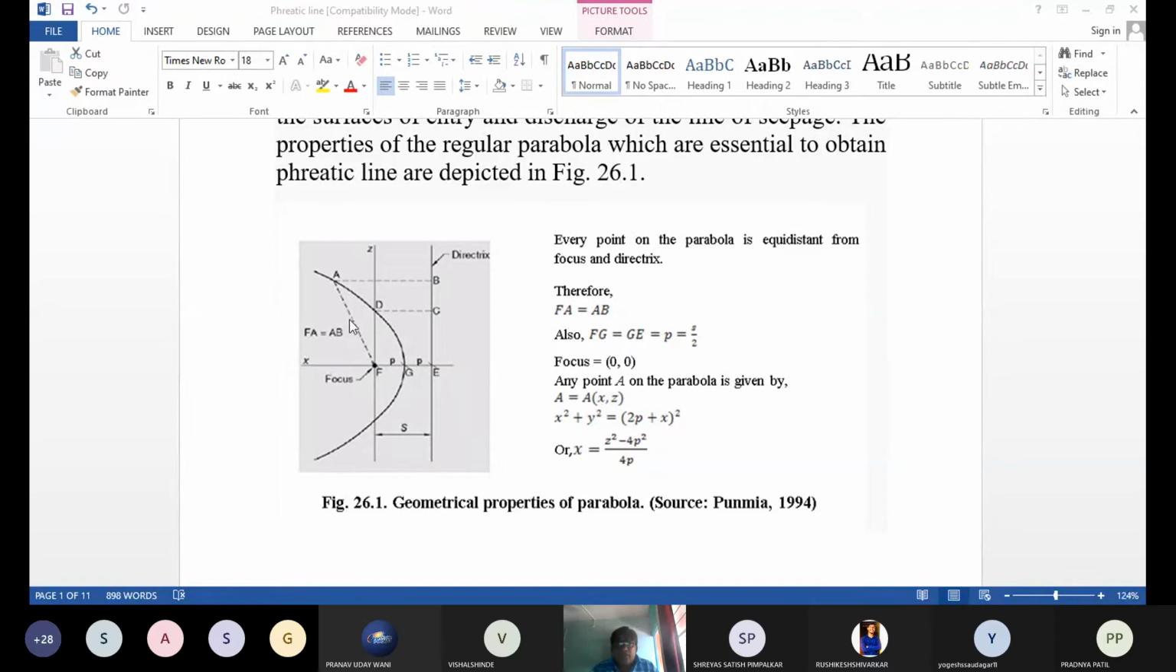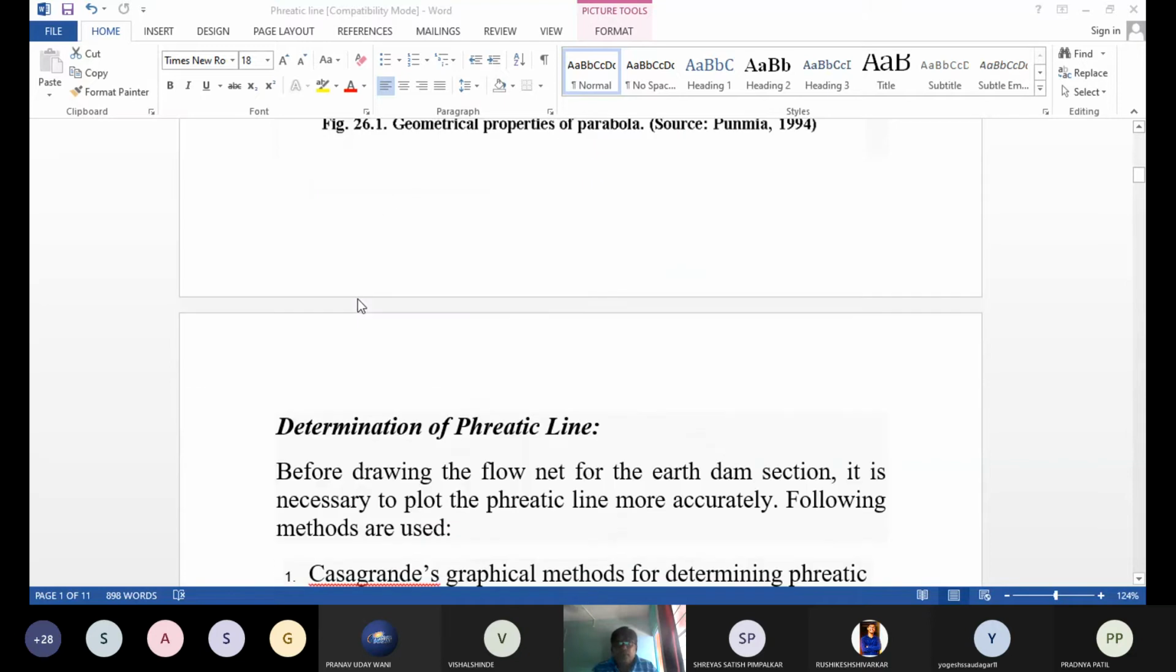Suppose I want to consider any point on this parabola at a location x and y, then how do we find out its nature? Suppose the point A is on the parabola having a distance of x and z, where x is the horizontal distance and z is the vertical distance. So the point A has coordinates x and z. Therefore this equation represents x squared plus z squared is equal to 2p plus x, whole squared. Here FG is p and GE is p, so p plus p is 2p. Then x is equal to (z squared minus 4p squared) by 4p. This diagram has been taken from the B. C. Punmia book.